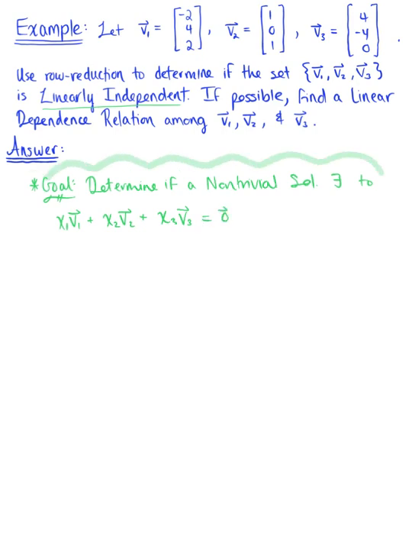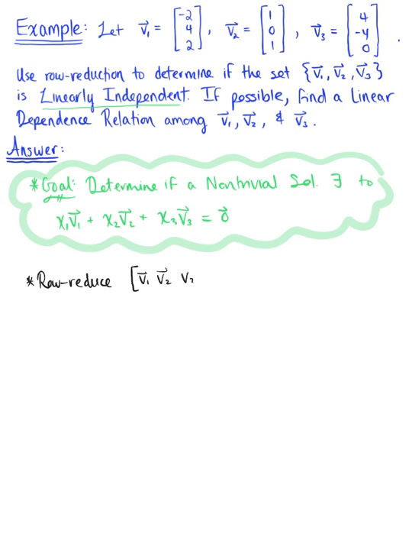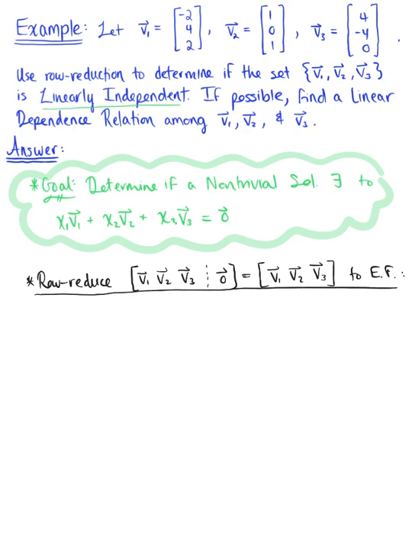So how are we going to determine if a non-trivial solution exists? We're going to need to row reduce the equivalent augmented matrix. So we want to row reduce the augmented matrix v sub 1, v sub 2, v sub 3, augmenting this with the 0 vector. Again, keep in mind, this is the same thing as simply thinking about your coefficient matrix, v sub 1, v sub 2, v sub 3. And we're going to row reduce this to echelon form to see what is going on.